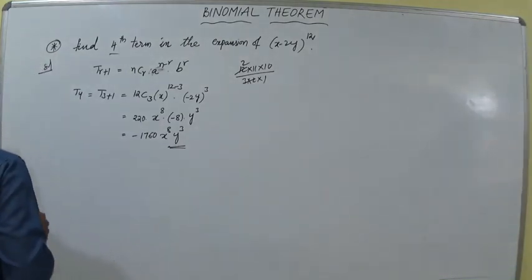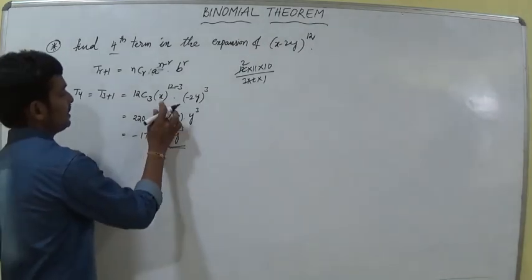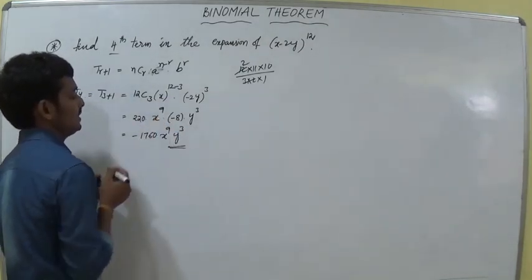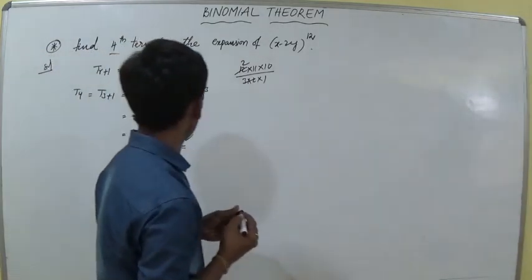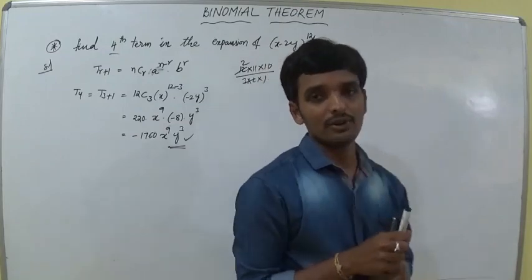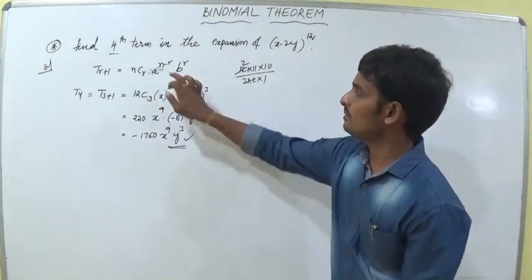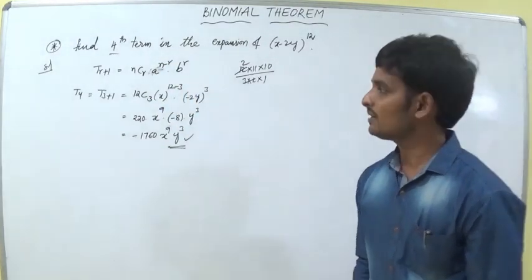Here 12 minus 3 is 9, so that is x to the power of 9 y cube. The answer is minus 1760 x to the power of 9 y cube. This is the third term in our expression.